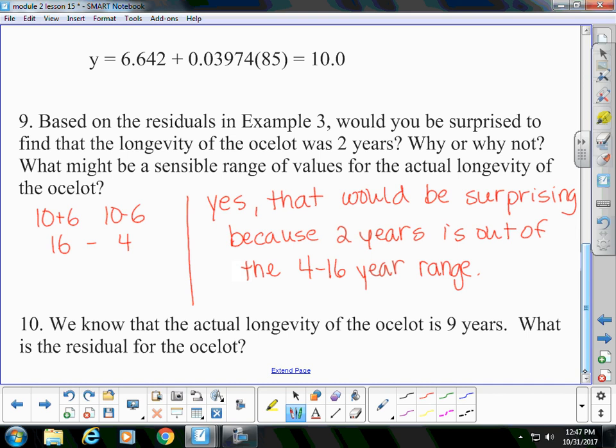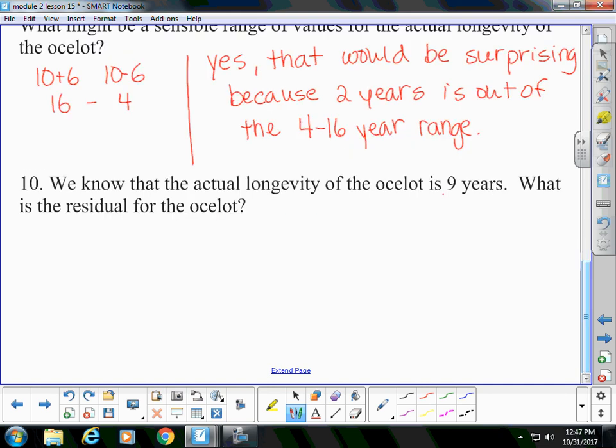We know that the actual longevity of the ocelot is 9 years. What is the residual for the ocelot? If the actual is 9 years, and we had calculated it to be 10, then the residual is 9 minus 10, residual is -1. So remember, for residual, you do the actual minus the predicted, which was 10, so the residual is -1.